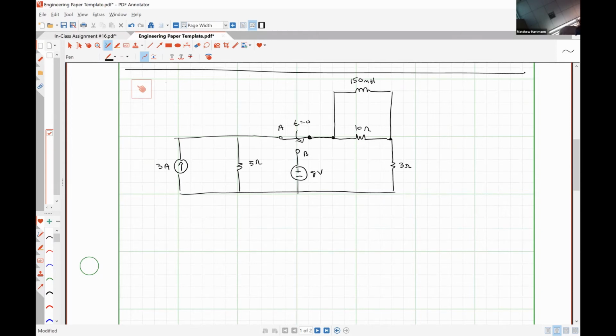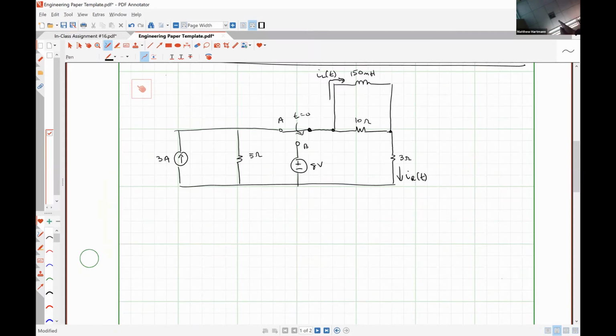It is a total response circuit because when that switch closes, it's going to add the 8-volt source into affecting the inductor there. And we're going to be asked questions about our inductor current, IL of t, as well as this resistor current, IR of t. So the first question asks you, effectively, how does the inductor behave at t equal to 0 minus?